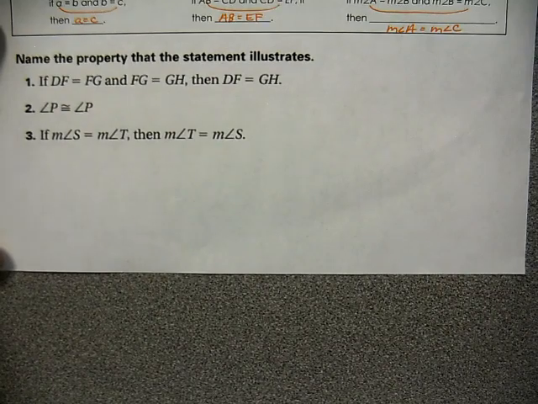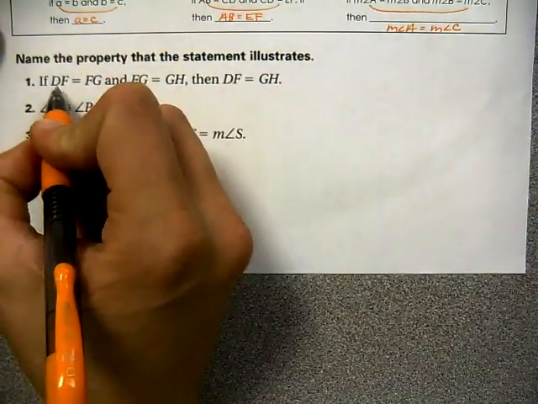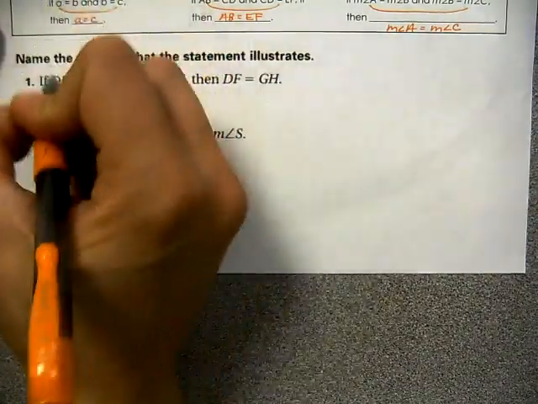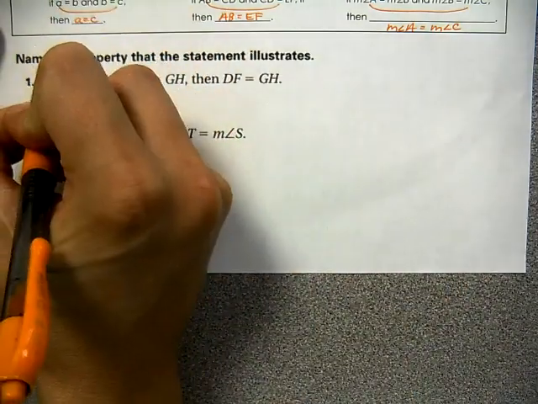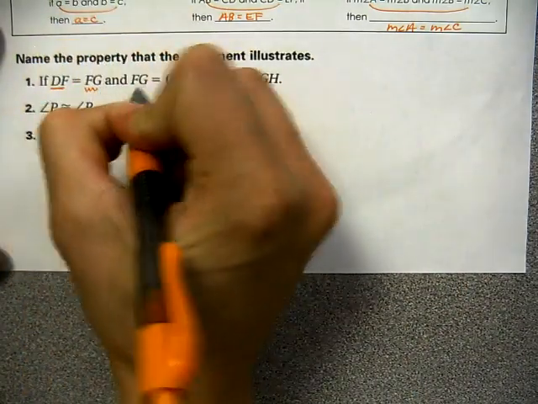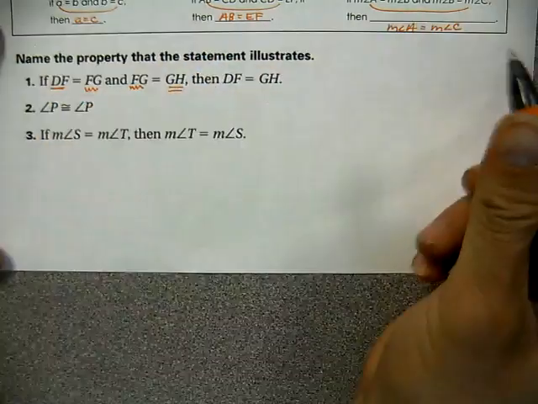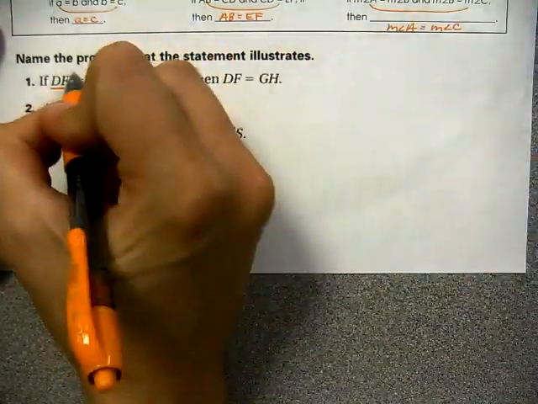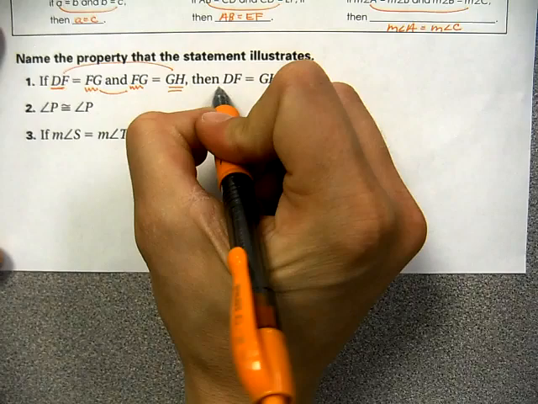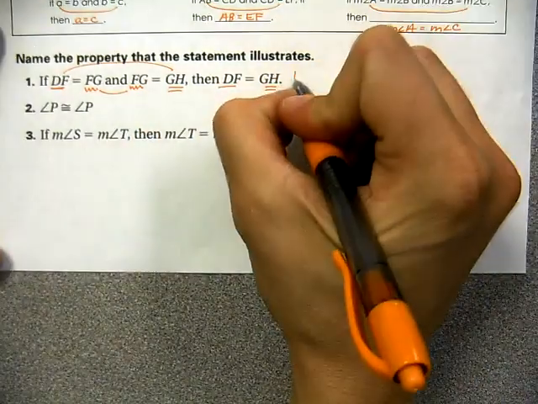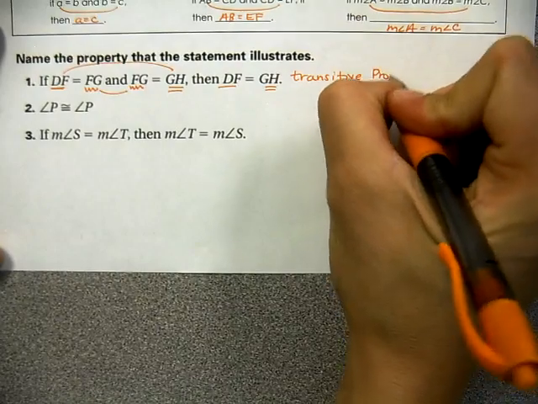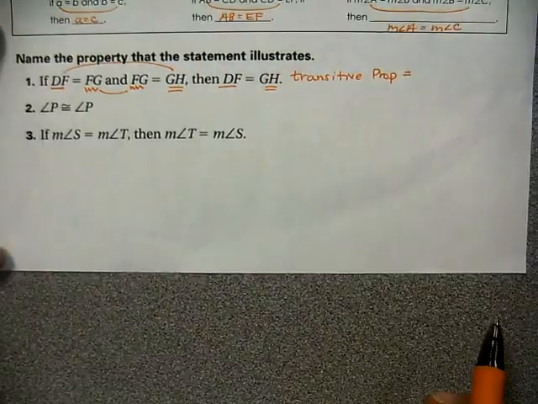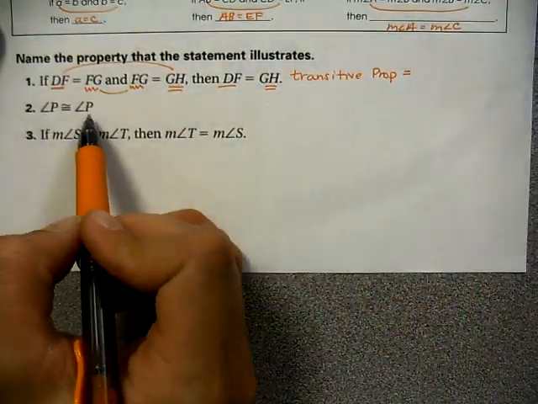All right, so when I look at this, I'm saying if DF is equal to FG and FG equals GH, then DF equals GH. So this one is equal to this one. That same guy is equal to another guy. So this ends up being our connector, which connects those two. So I get this statement, which is transitive property of equality. Looking down here, angle P is congruent to angle P.